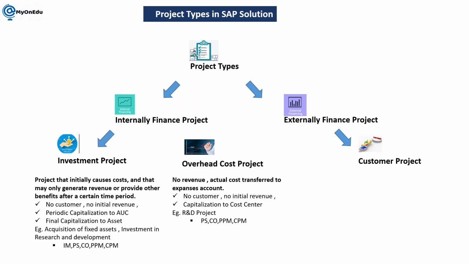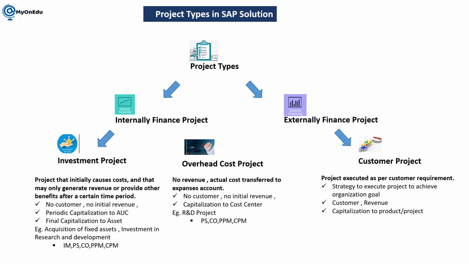Next is the externally financed project. These are customer projects, meaning they will be financed by an external party. Here the projects are executed as per the customer requirement, with a strategy to execute the project to achieve the organization's goal. The customer will have revenue, and we will have capitalization to the product or project in the end. An example is engineering, construction and operation, or MTO, make to order, where we get a demand and then manufacture it. So we can manage it in PS, SD, CO, PPM and CPM.